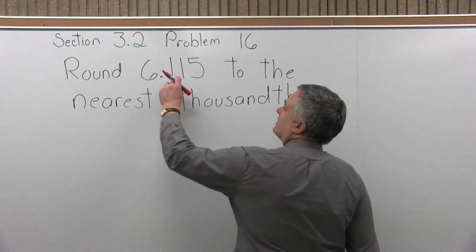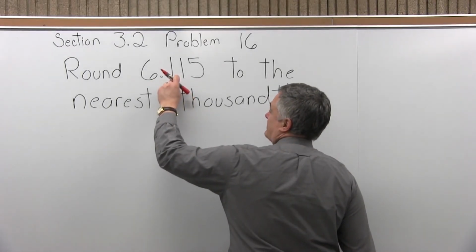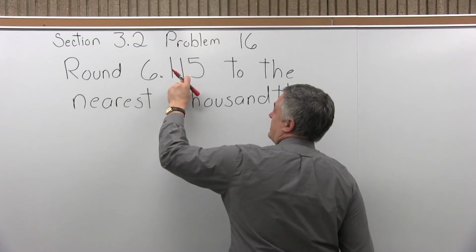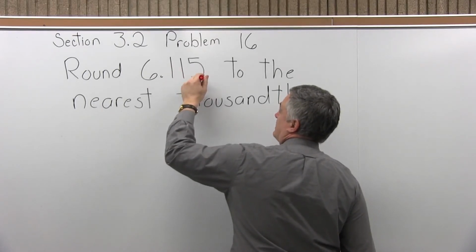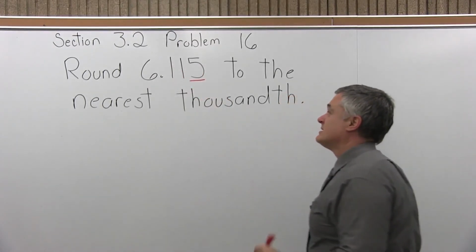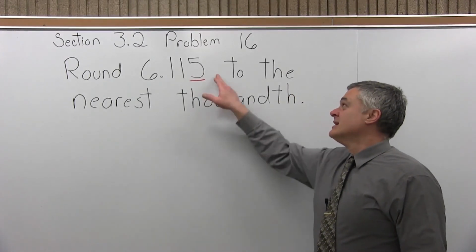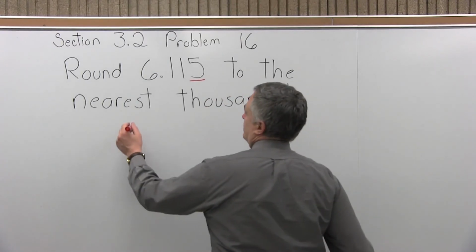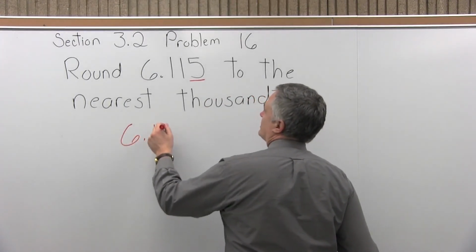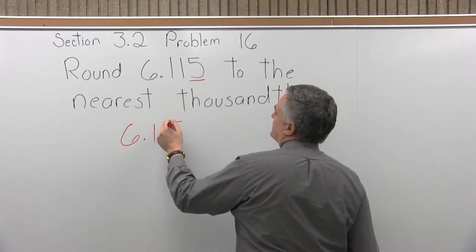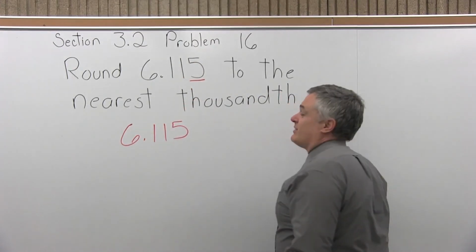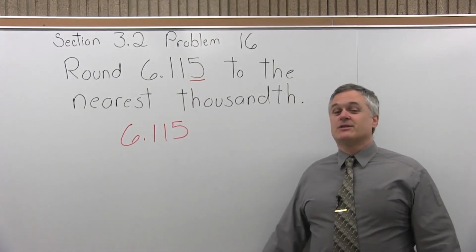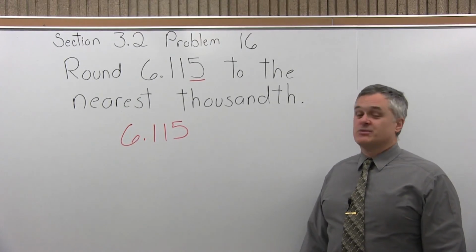So right after the decimal you have tenths, after that you have hundredths, after that you have thousandths. So 5 is in the thousandths position. Now in this particular case, there is nothing after it, so it's already rounded to the thousandths position. So it's a little bit of a trick question. You're looking for one more digit out and there is none. So the question itself winds up being the actual answer. Rounded to the nearest thousandth is still 6.115.